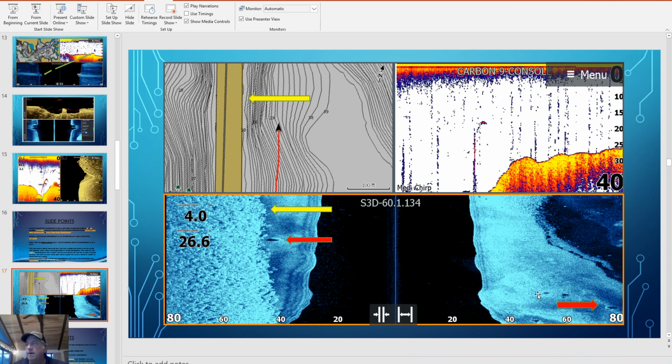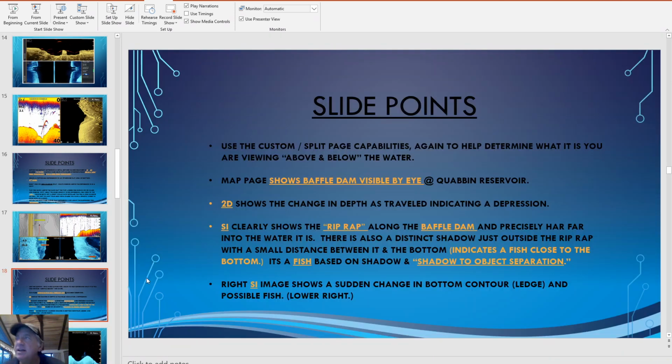If there was a fish there, because I have the contrast up pretty high, it might wash out that stronger white return that you see over here. But again, pay attention to those shadows because a lot of times those shadows are your indication of fish and not necessarily the white object as you see there. Hope that makes sense. Slide points again, I just went over everything, so I won't tie up a lot of our time repeating them. All right, next slide.